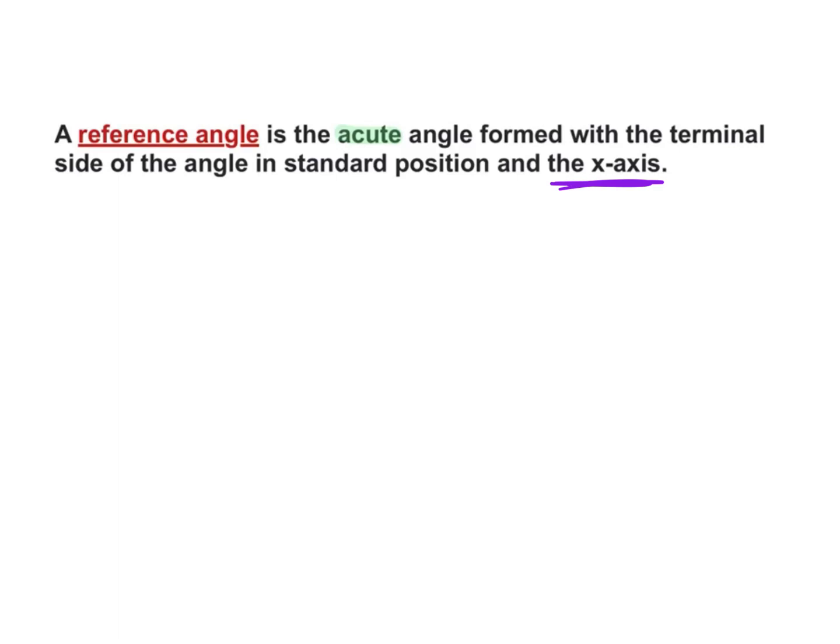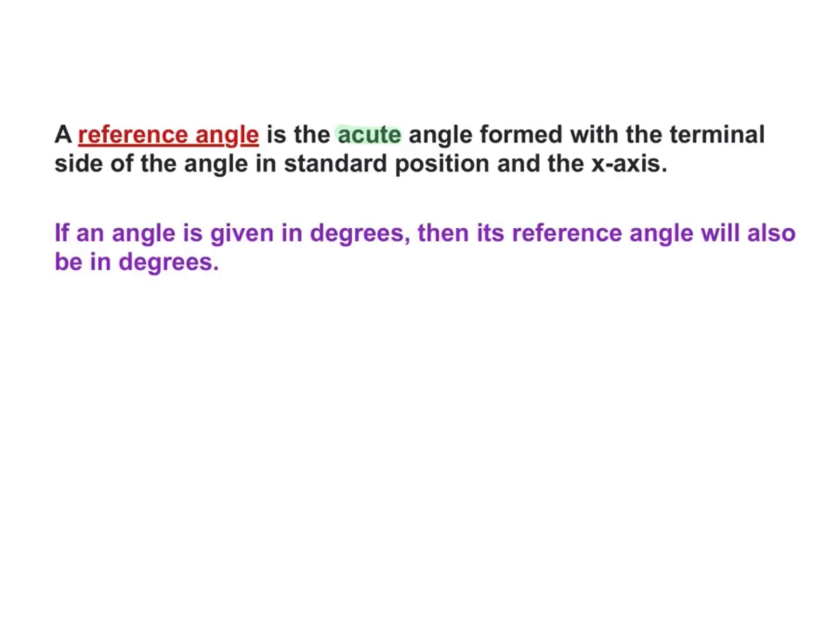Here's what I mean. If the angle is given to you in degrees, then its reference angle is in degrees. Stay consistent. So you should know what the next one's going to say. If an angle is given in radians, then its reference angle will also be in radians.